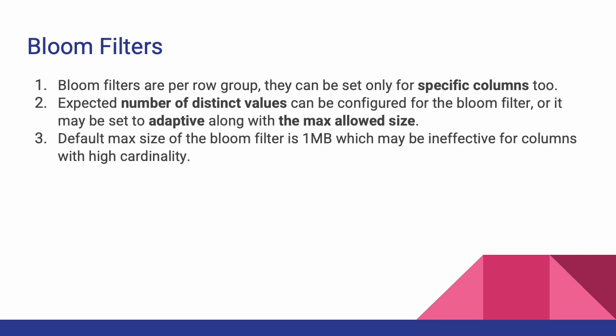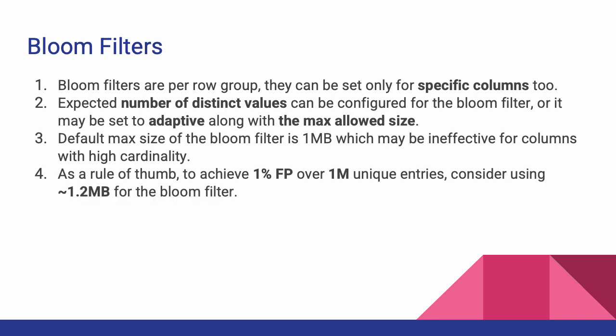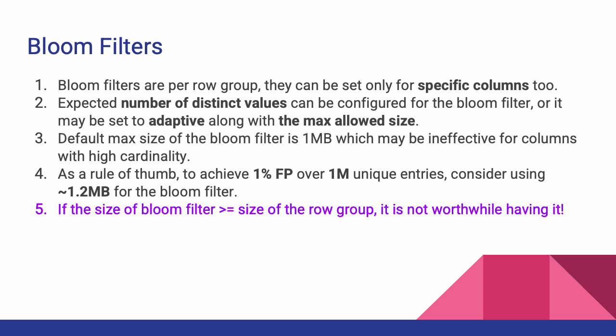have high cardinality. So as a rule of thumb, in order to achieve 1% false positives over 1 million unique entries, consider a Bloom filter of around 1.2 megabytes in size. And at a certain point, if the size of the Bloom filters becomes comparable to the size of the row group, then it is not worthwhile to have a Bloom filter at all.